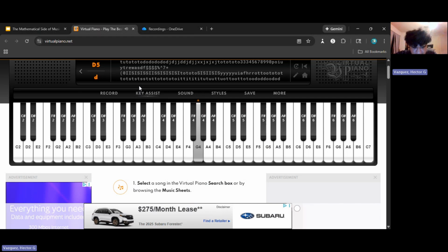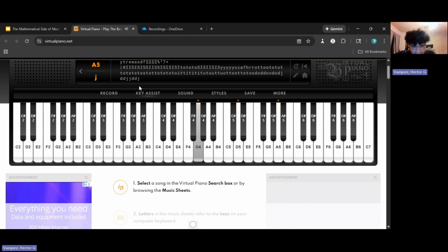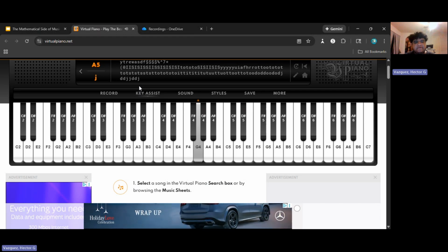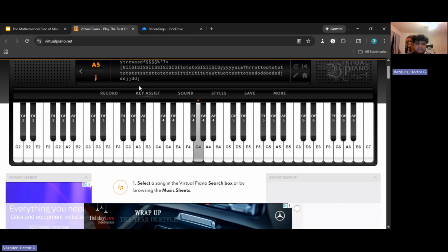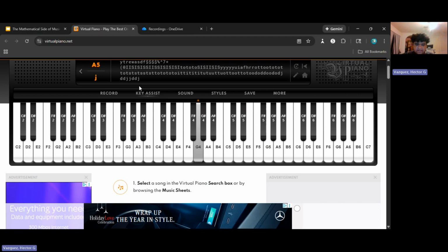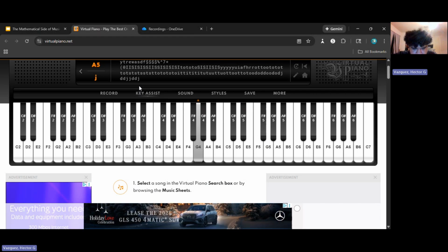From A5, we go to the next perfect fifth on top of that, which is E6. So it sounds like this.